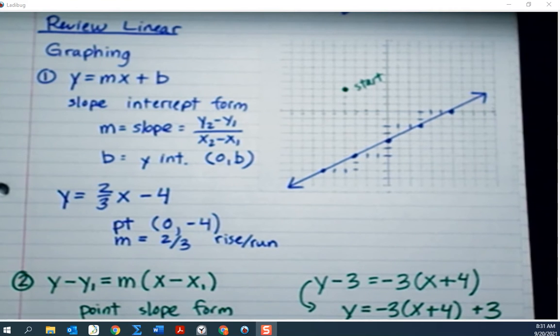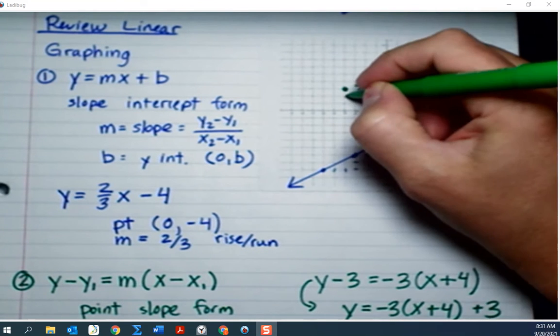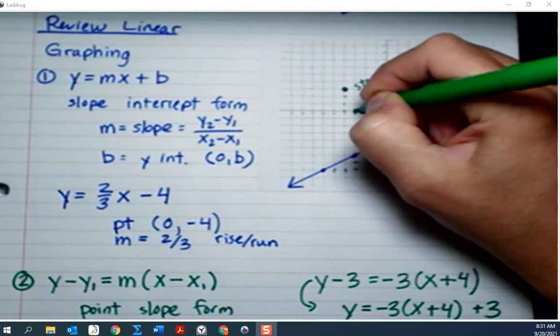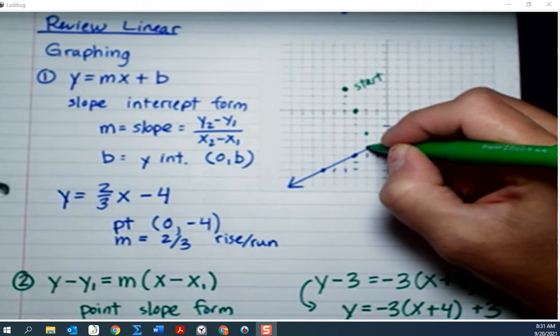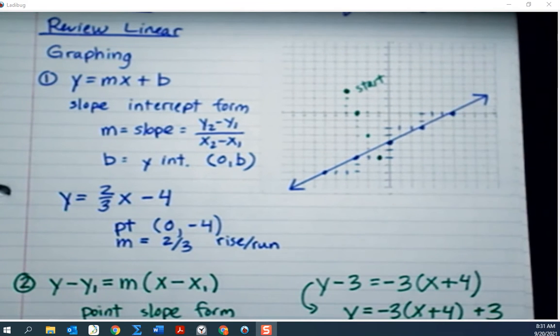Okay, count your slope. This time it's negative. So rise over run. 1, 2, 3 over 1. Now really you only need 2 points to graph a line. I was just sort of counting across the grid to make it easier to draw the line.